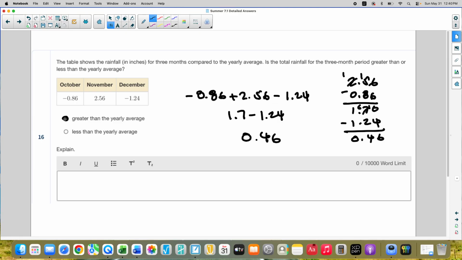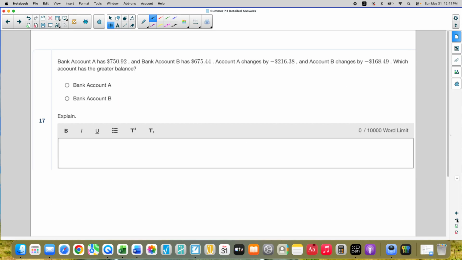Explain. This is my explanation: it rained over the average more than it did under the average. That would be my explanation.